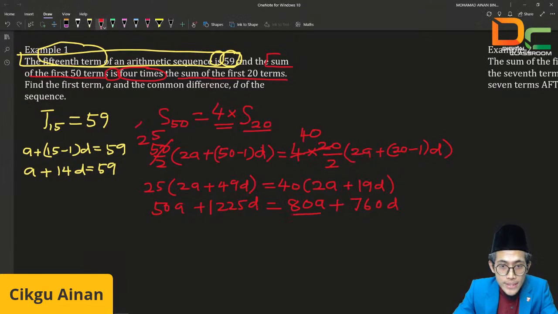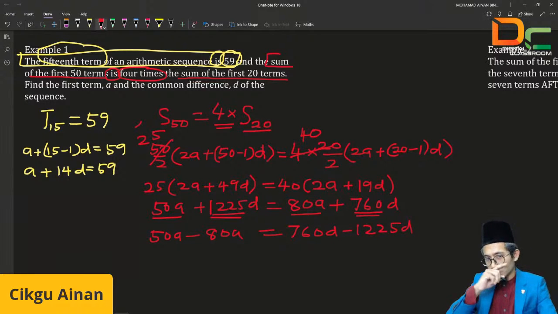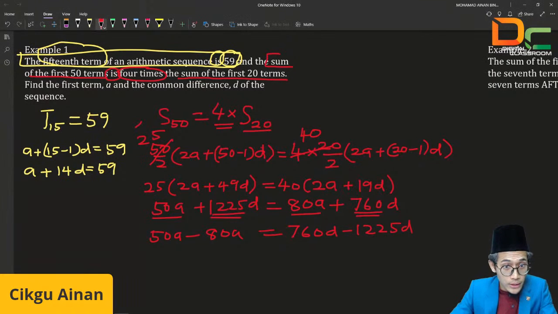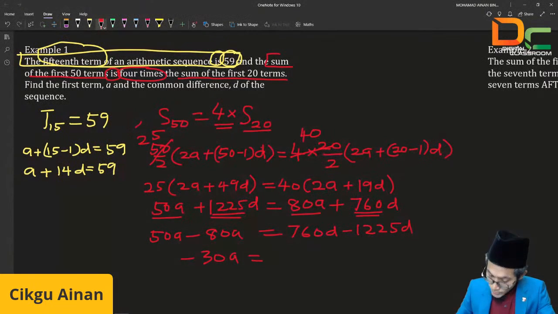So we group the A's together. Over here is 80A, and over here is 50A, so 50A minus 80A equals, we can also group the D's together, so 760D minus 1225D, and then this one minus 30A. This one is too big, I use my calculator: 760 minus 1225 is minus 465D.